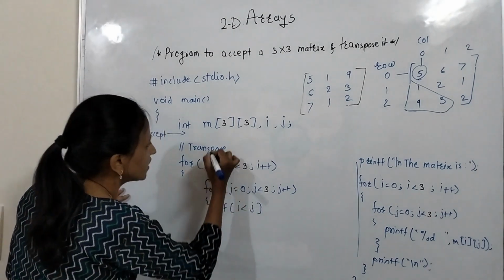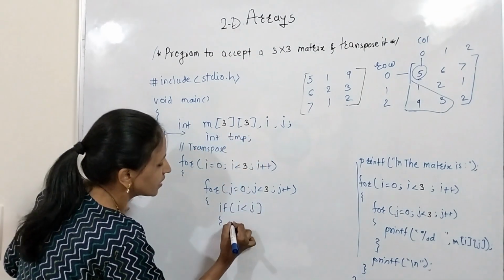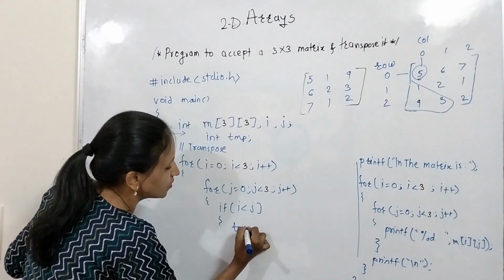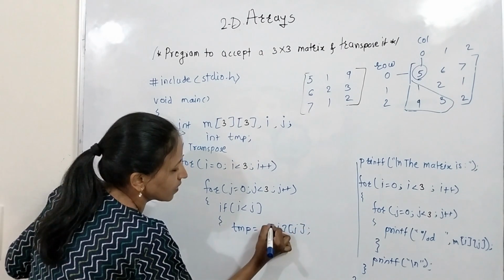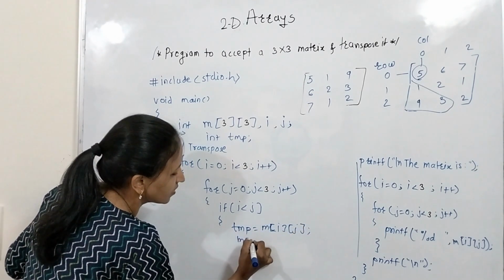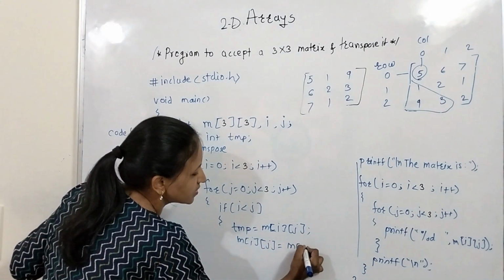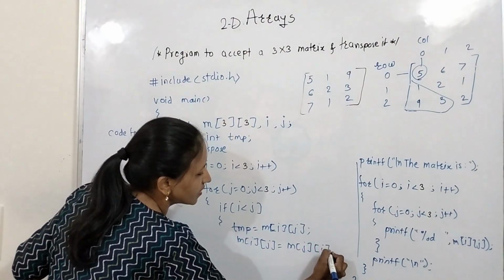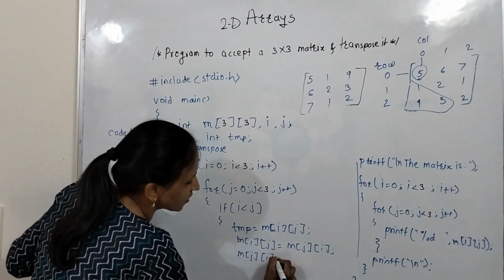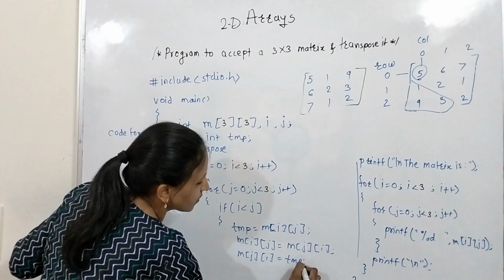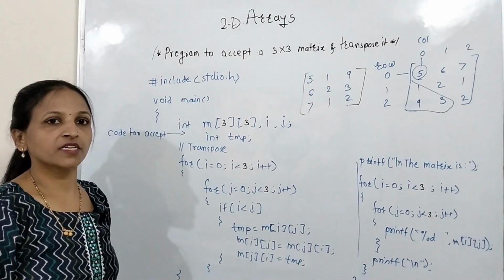Like we will declare one more variable here, int temp. Then we can write temp equals to m of ij, then m of ij equals to m of ji, and then m of ji equals to temp. This is the only logic to transpose the matrix.